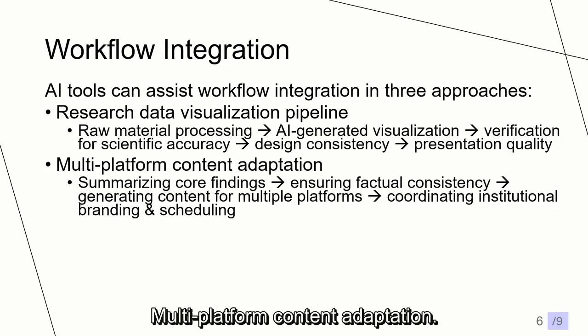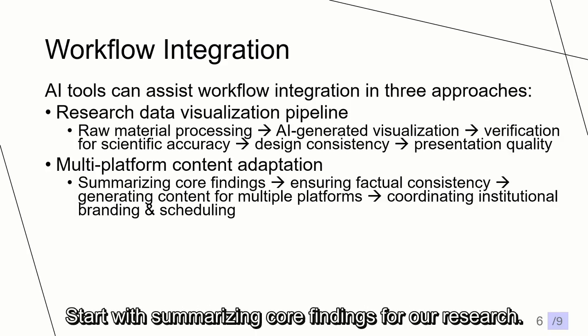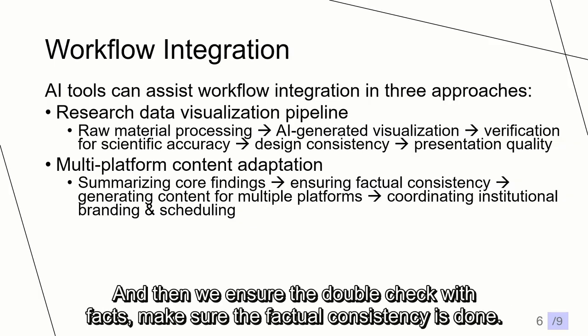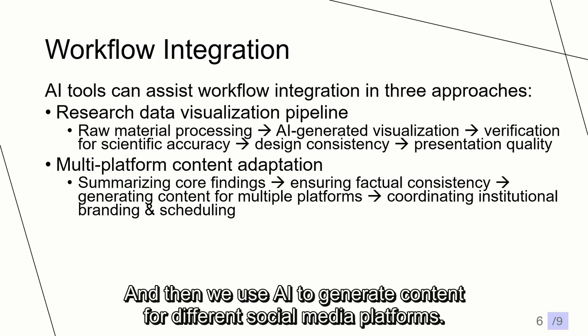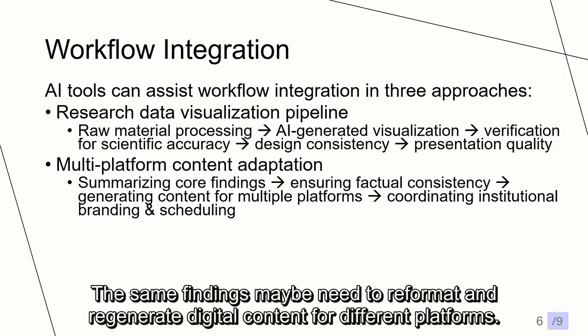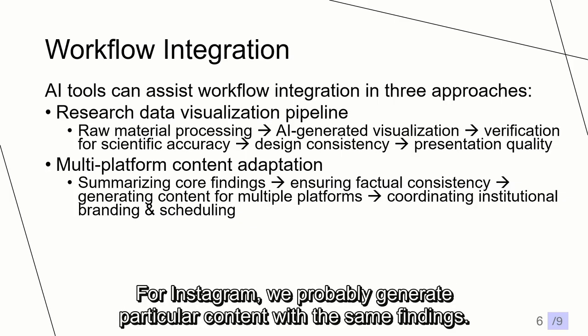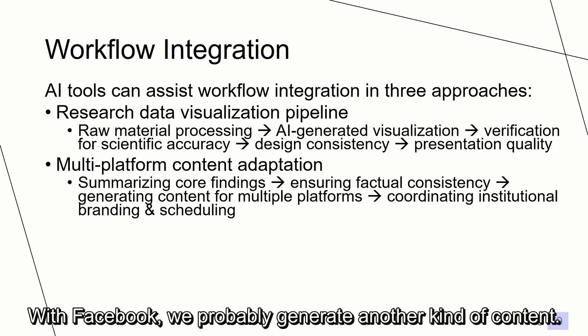Multi-platform content adaptation starts with summarizing core findings for our research, and then we double check the facts, make sure the factual consistency is done, and then we use AI to generate content for different social media platforms. The same findings maybe need to be reformatted and regenerated as digital content for different platforms. For Instagram, we probably generate particular content with the same findings. With Facebook, we probably generate another kind of content.